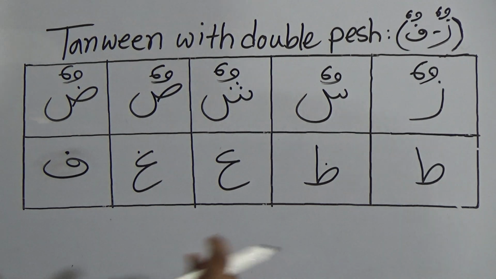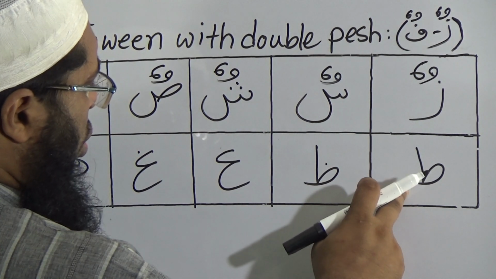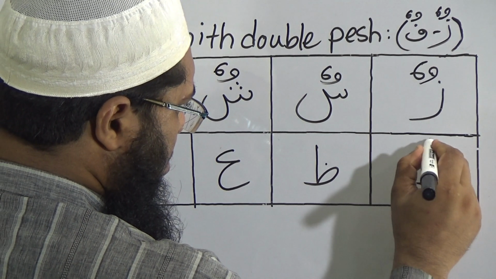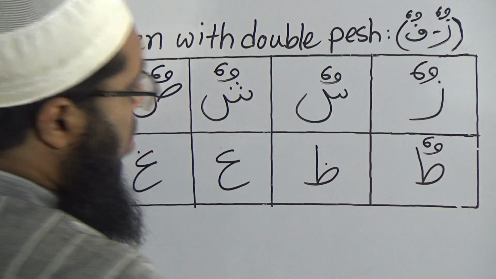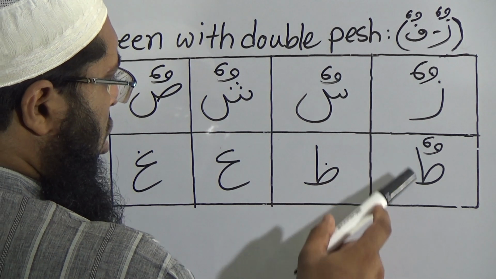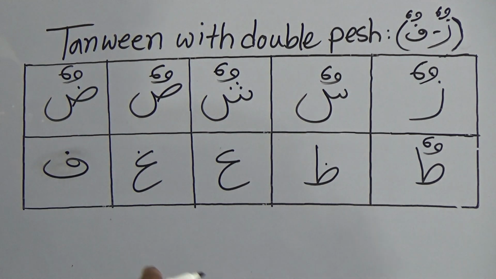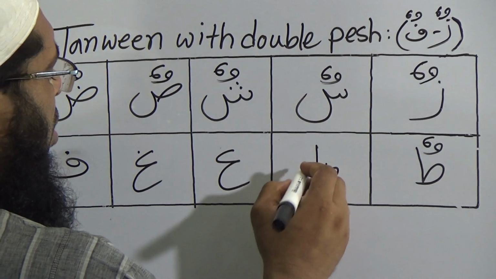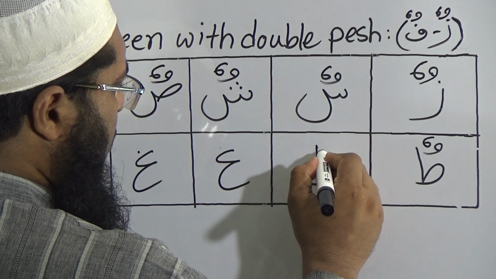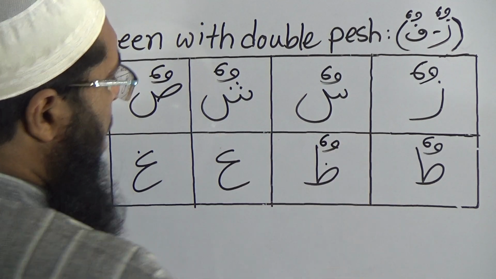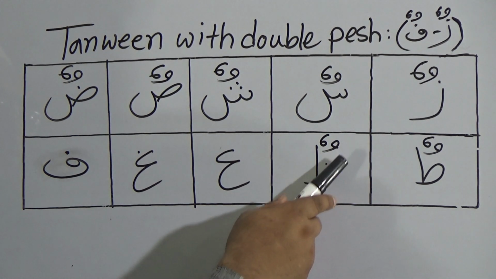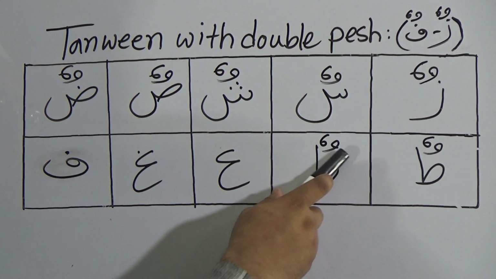Now, my dear students, you know that this one is To. Now I am giving double pesh over the To. Now we have to pronounce this one: To dui pesh tun, To dui pesh tun. Now this one is The. You have to pronounce this one very softly. Now I am giving double pesh over the The. Now we have to pronounce, my dear students, this one: The dui pesh zun, The dui pesh zun.